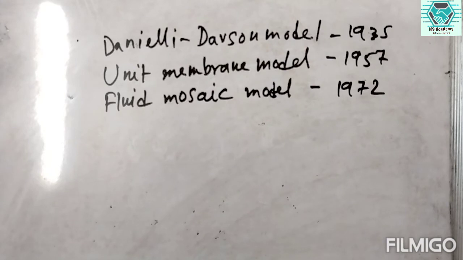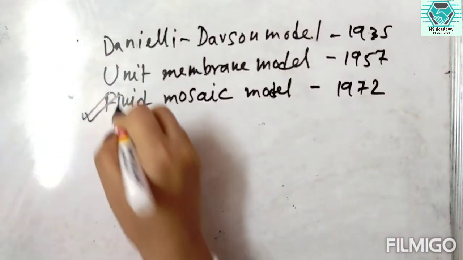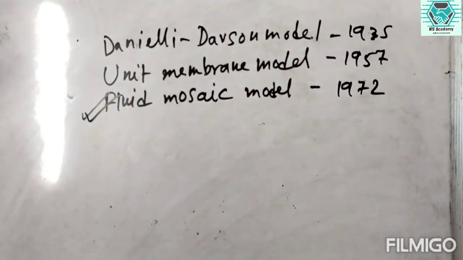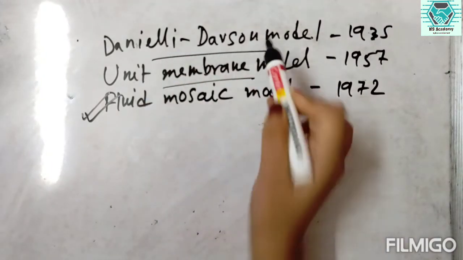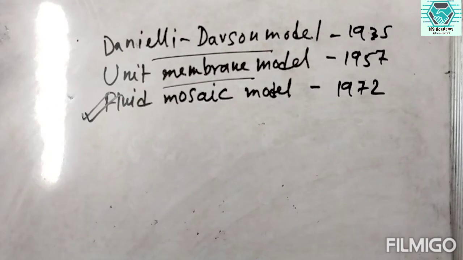So that was the fluid mosaic model which was discussed and proposed by Singer and Nicholson in 1972. So that fluid mosaic model we have discussed, and apart from this there are also the unit membrane model and the Danielli-Davson model in 1957 as well as 1935.